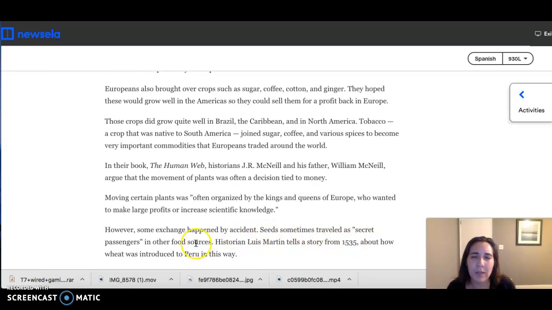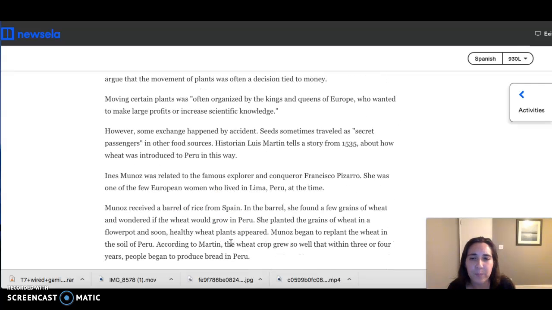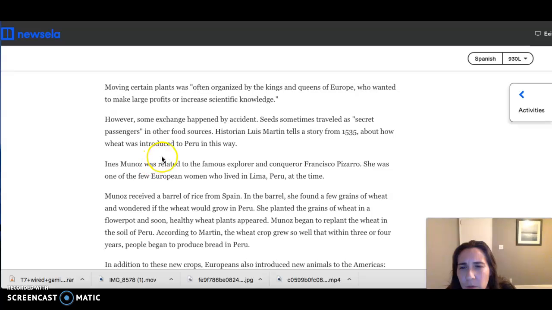Seeds sometimes traveled as secret passengers in other food sources. Historian Louis Martin tells a story from 1535 about how wheat was introduced to Peru in this way. Inés Munoz was related to the famous explorer and conqueror Francisco Pizarro. She was one of the few European women who lived in Lima, Peru at the time.